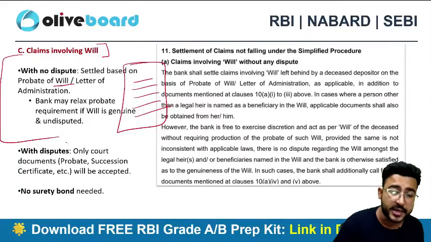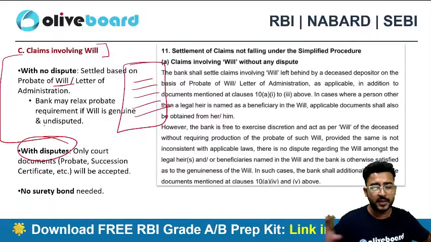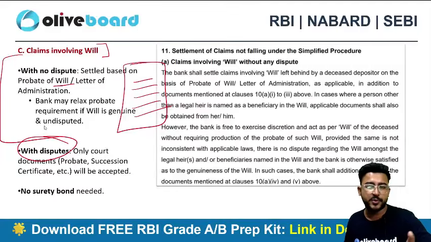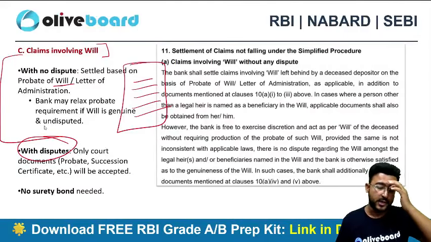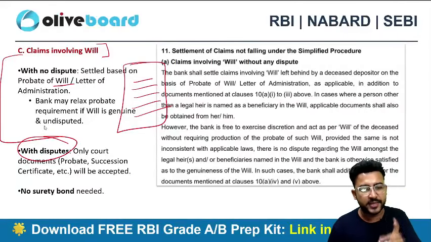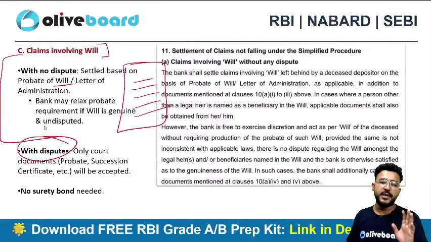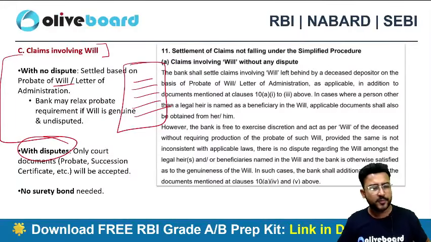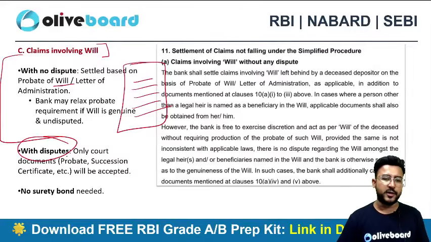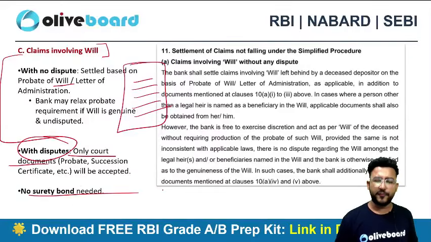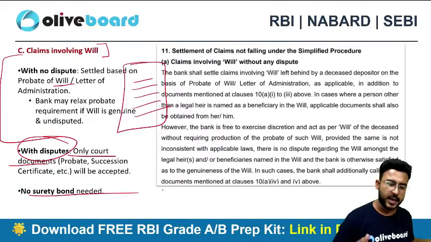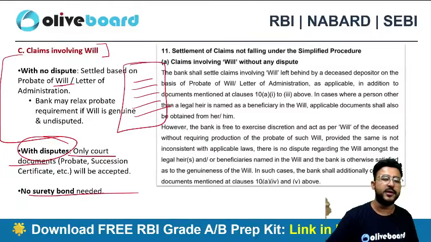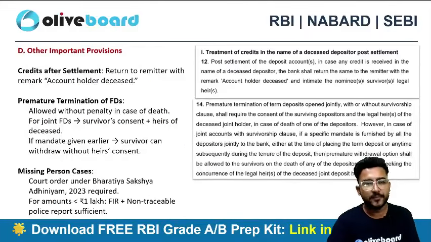But there is a dispute. If there is a dispute, then the will doesn't matter. In case of dispute, we need an order from the court, right? So the court order document is required, and then only the bank will be discharging that particular deposit, right? No surety bond is required. Why? Because the court has already ordered. So any kind of future liability, we don't care about the future liability as a bank. Why? Because already the court has ordered a certain judgment, right?